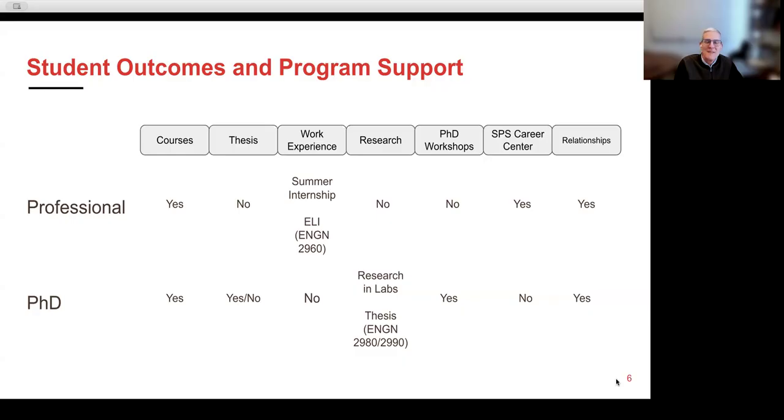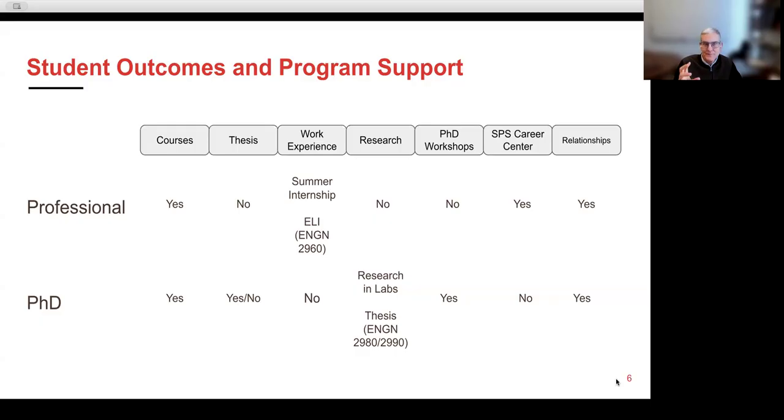Then obviously everybody has access to the Career Center, and that works out very, very well. And I would say the one thing that we haven't talked about is building relationships. One of the things that we're going to talk about later is the fact that we're a relatively small program. One of the big things that's different for us is you do get to know the faculty pretty well. You do get to know the classmates very well.